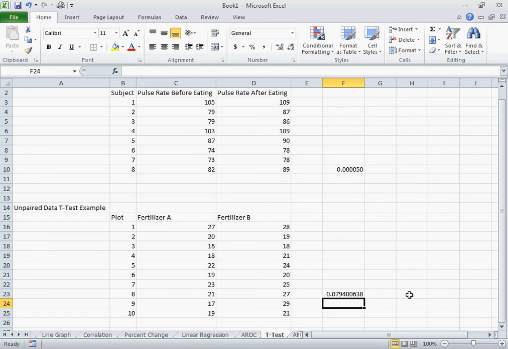Alright, and you can see that our p-value, our probability that this is due to chance, is actually 0.07 or 0.08. 0.08 is higher than 0.05, so in this case we're going to accept our null hypothesis that there is no significant difference between the two and reject our hypothesis being that fertilizer A would work better than fertilizer B, or there was some difference between the two.